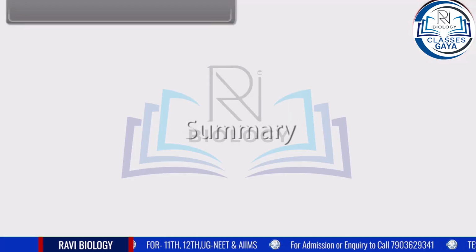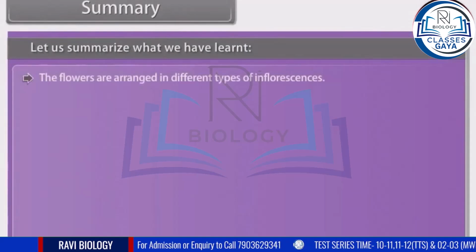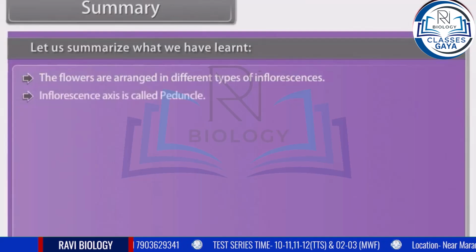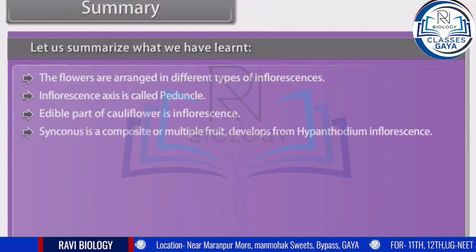Summary. Let us summarize what we have learned. The flowers are arranged in different types of inflorescences. Inflorescence axis is called peduncle. Edible part of cauliflower is inflorescence. Sycamore fig is a composite or multiple fruit, which develops from hypanthodium inflorescence.